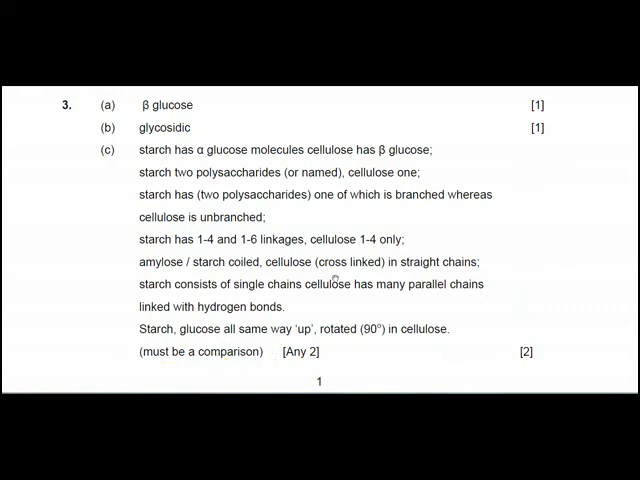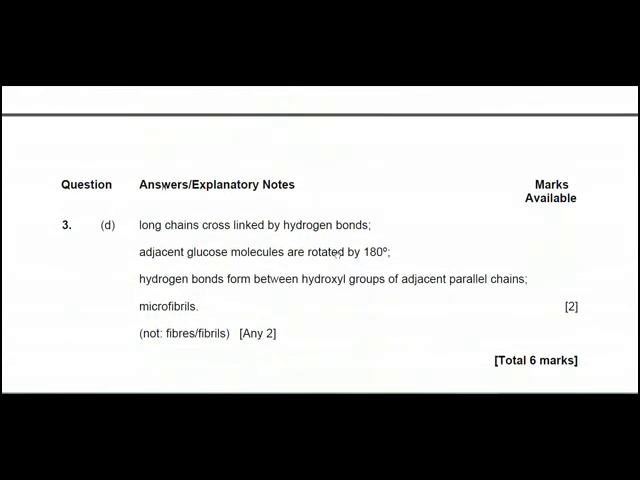Okay, right, on to part D then. Straightforward enough. We've mentioned the long straight chains and hydrogen bonds. We've talked about the glucose molecules being rotated by 180 degrees. We could have put in, as I mentioned, microfibrils. And there was also one other option where you could have stated where the hydrogen bonds form, and they were between the hydroxyl groups of adjacent chains.